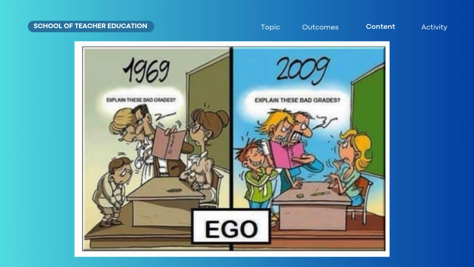Now, before we proceed to the details of this topic, let us have this picture first, in which it can be shown that the accountability has shifted over time. In older days, parents question the child for the bad performance. However, in today's classroom setup, the blame is sometimes directed to us teachers instead.